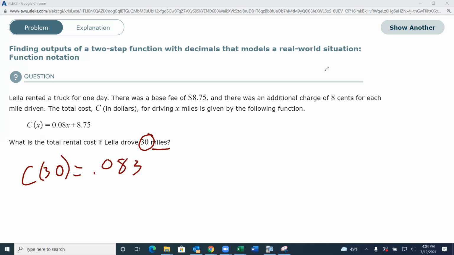And you're going to get a lot of practice with this, because functions are something that are just not going to go away as long as you're taking math.